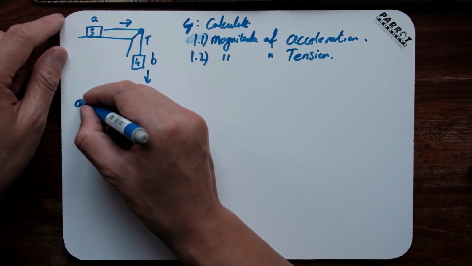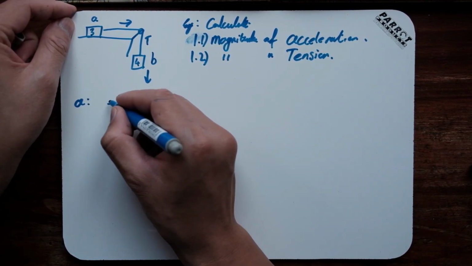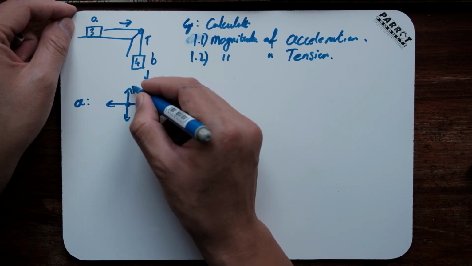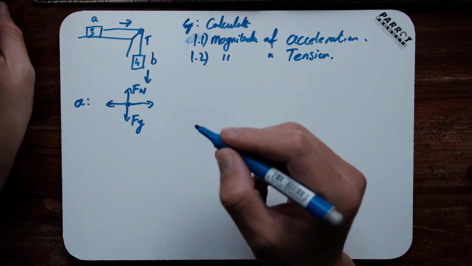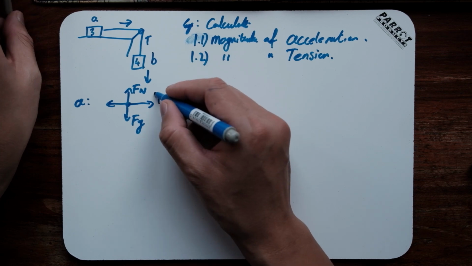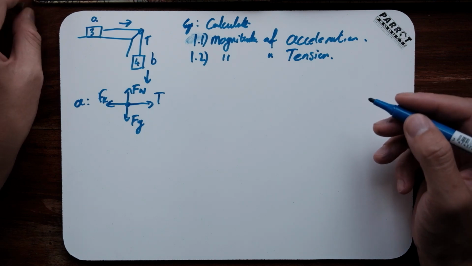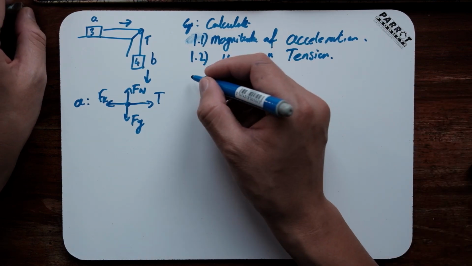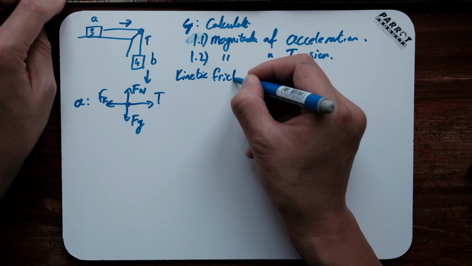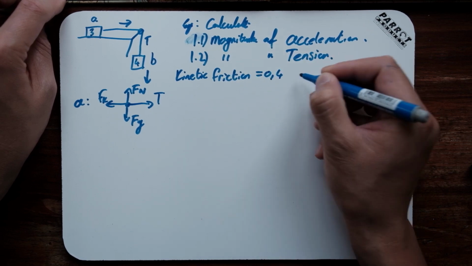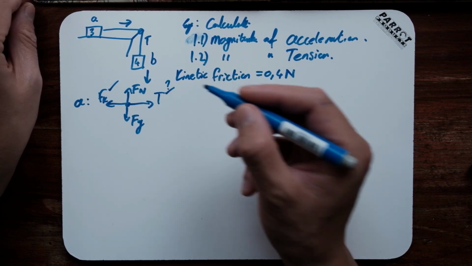Okay, so what you guys need to make note of is that if we look at the free body diagram of A, we still have the normal force, we still have the force of gravity, but because it's on a flat surface, those two forces will cancel out. The only forces which we are going to be looking at is the force of friction and tension. Now, in this problem, I'm going to say that the kinetic friction is going to be equal to 0.4 newtons.